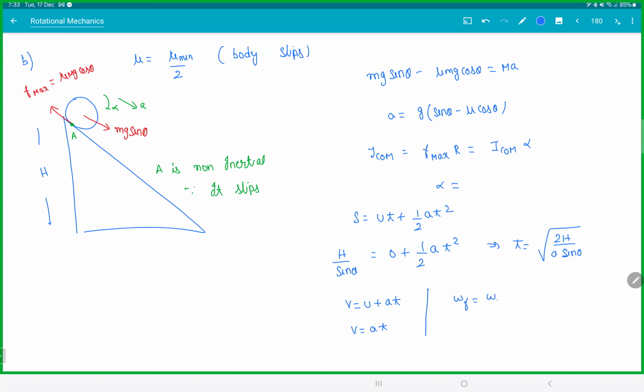Omega final is equal to omega initial plus alpha t. From here you can get omega final. There, this is the final speed and the final omega when it reaches the ground. And be careful here. V final, V is not equal to R omega final. It is slipping.